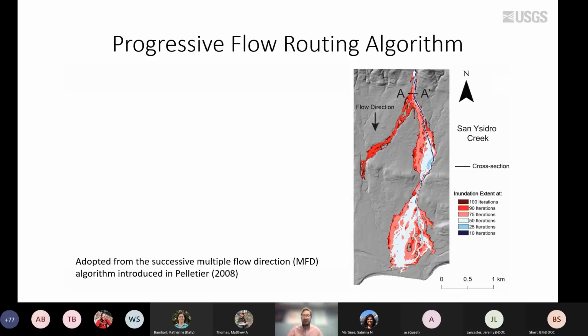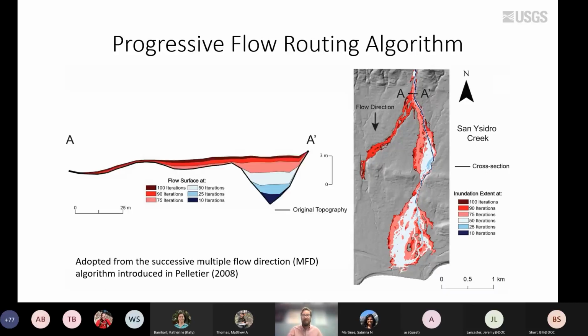We can look at this in a cross-sectional view from that transect from A to A prime, right above where the flow splits into that main channel and the distributary. And we see the same phenomenon in a different perspective. Once again, early on in the simulation, roughly iterations 1 through 50, the cooler colors, we see that the flow is confined to the main channel. However, as we progress through the simulation, the flow begins to overtop and move laterally and eventually spill into the distributary. So ProDF is composed of a series of empirical relationships derived for debris flows coupled with this progressive flow routing algorithm.